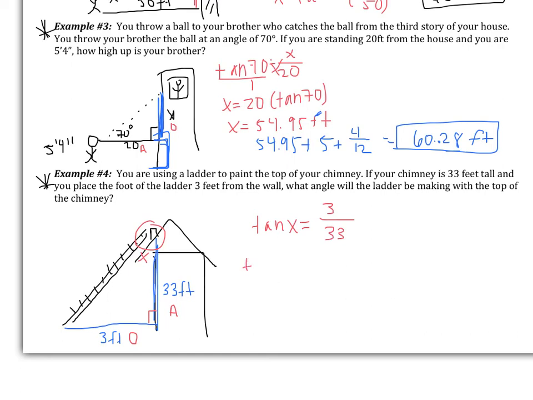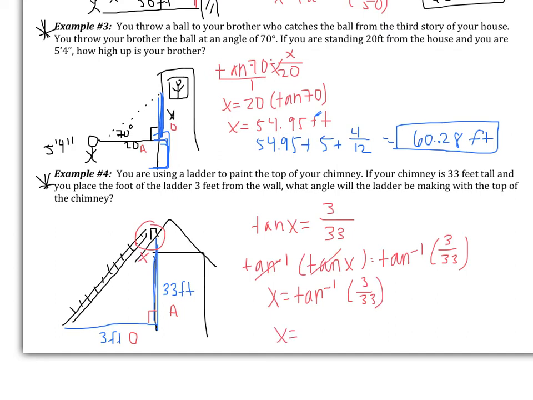Taking the inverse of both sides will help me get rid of the tangent. Inverse tangent and tangent cancel. I get x equals the inverse tangent of 3 over 33. In this case, my angle ends up being 5.19 degrees. If you did get that, you might have thought, well, that doesn't seem right. But looking at our figure, that is correct.